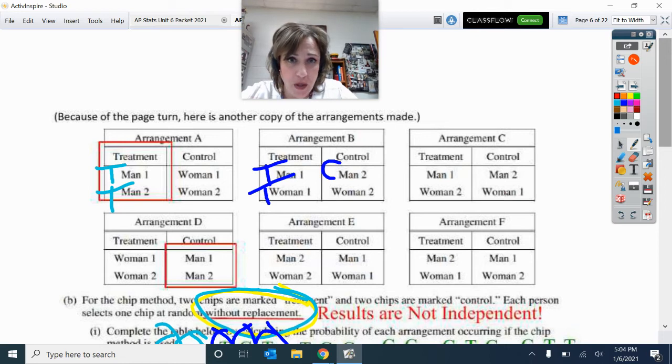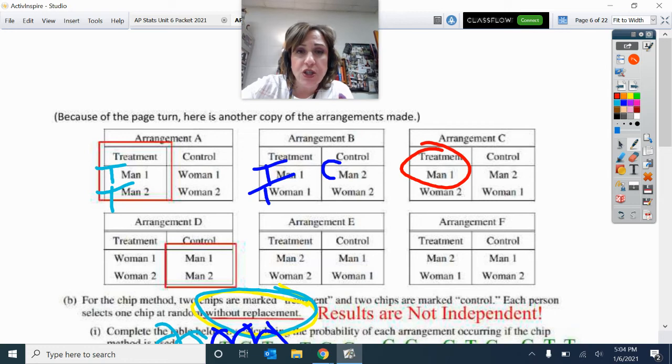Let's do one more, arrangement C. Remember, all the chips are back in the bag. Here we go. Come on, man number 1. What did man number 1 choose?